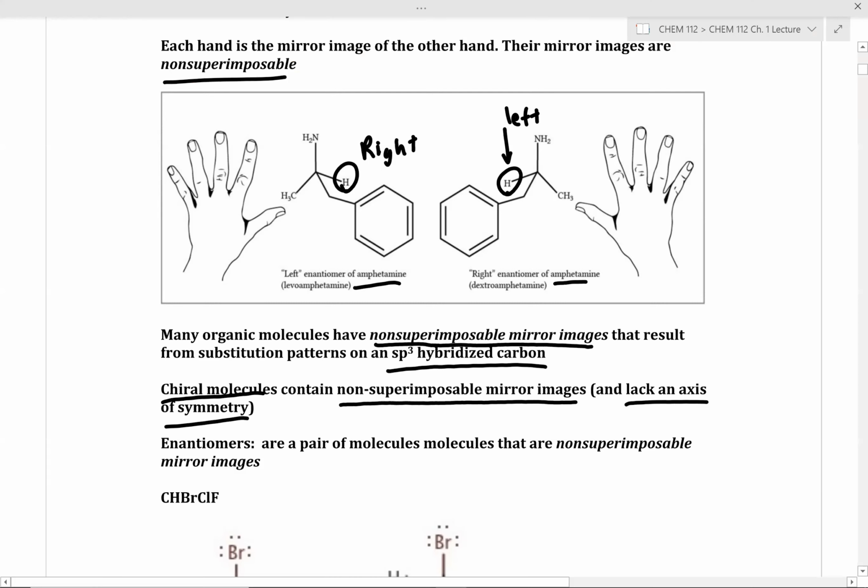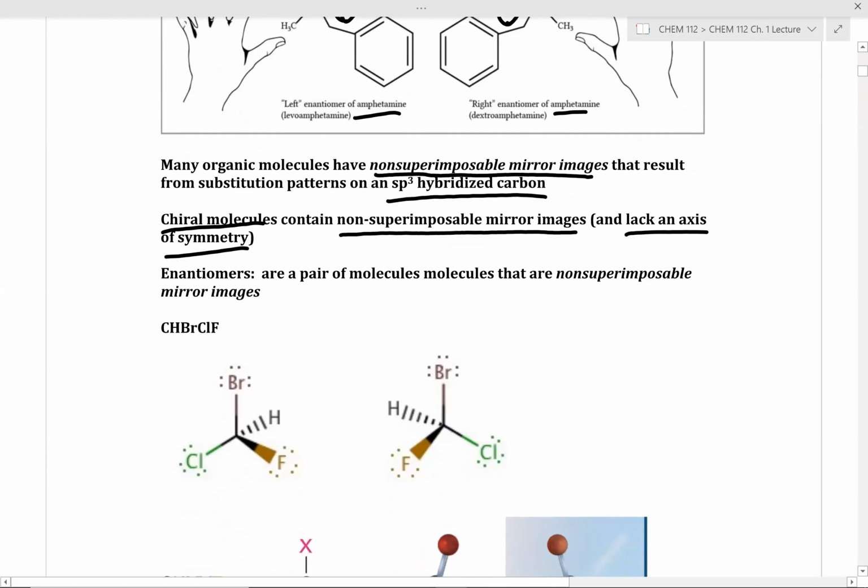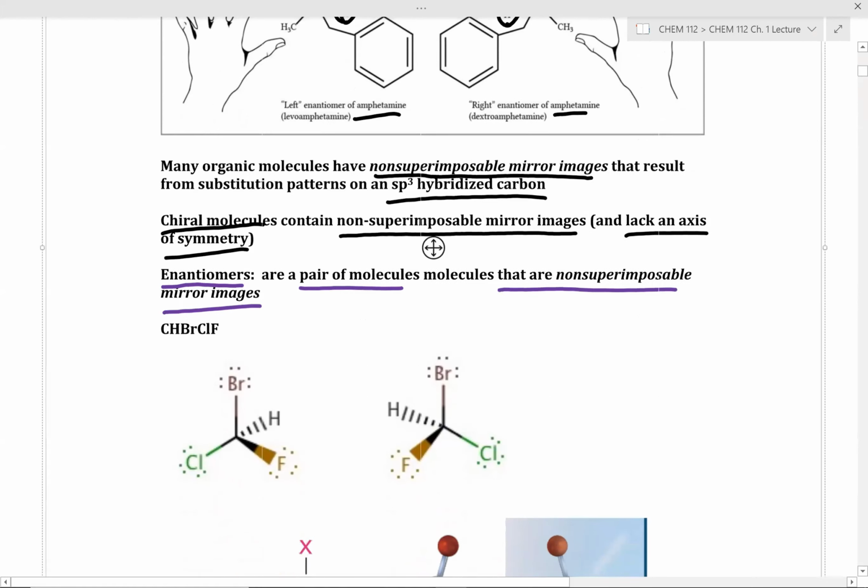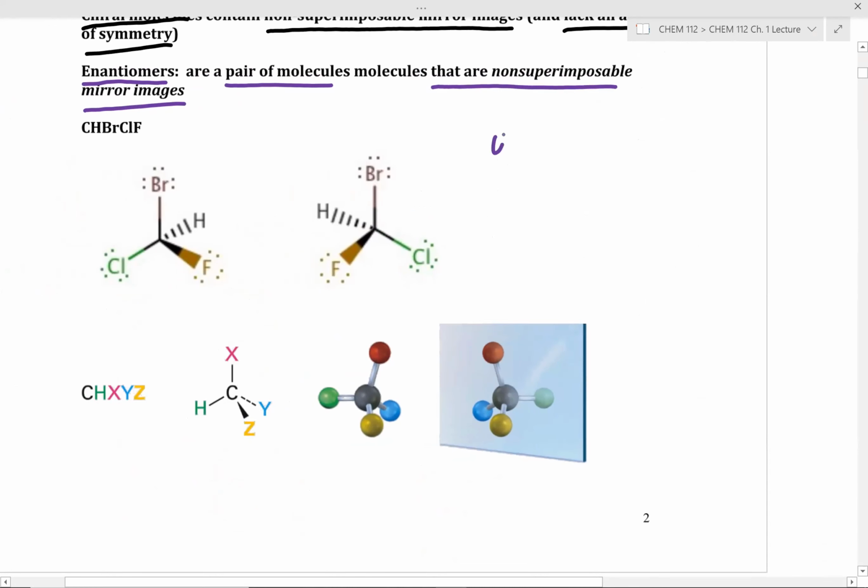Now, enantiomers describe a very specific set of molecules. It's a pair of molecules that are non-superimposable mirror images. So for example, let's look at the following pair of molecules. So we have a total of 4 unique substituents.